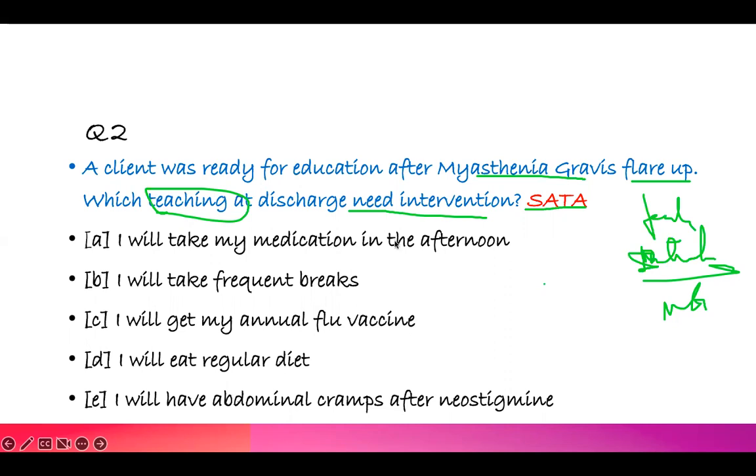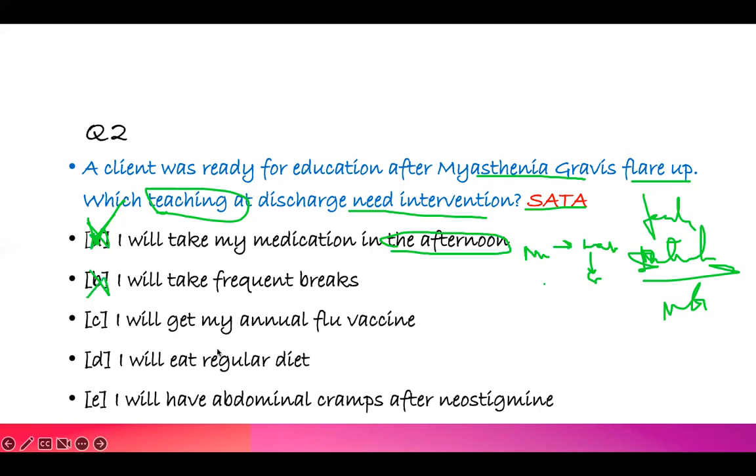I will take my medication in the afternoon. We talked about it. They are good in the morning and weak in the afternoon. They can swallow well in the morning. If they take medication in the afternoon, they're already weak. They can aspirate. So this needs intervention. So this is what I need to choose. I will take frequent breaks. Yes, because they get tired. So I don't need to worry about it.